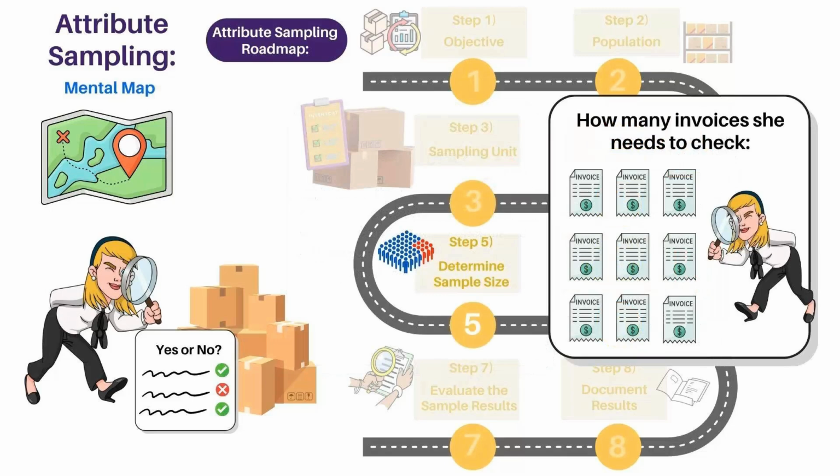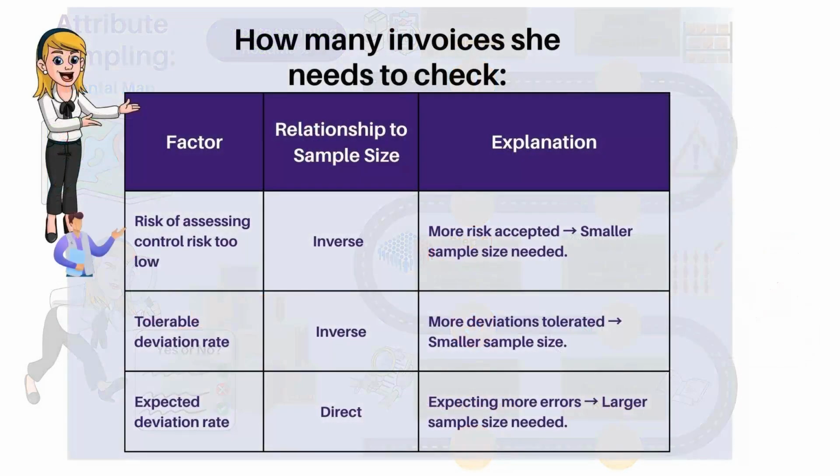In step five, we need to determine the sample size. This is how Lucy figures out how many invoices she needs to check. A few things will impact this number. The first factor is the risk of assessing control risk too low. This is the risk she's willing to accept, and it has an inverse relationship with sample size, meaning the more risk, the smaller the sample. If greater risk is accepted, this will lead to a smaller sample size. It just means that she's okay missing a few more of these issues.